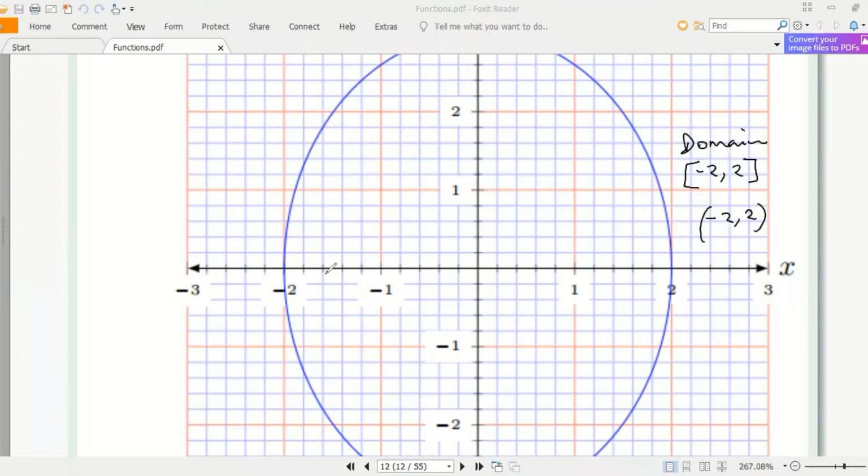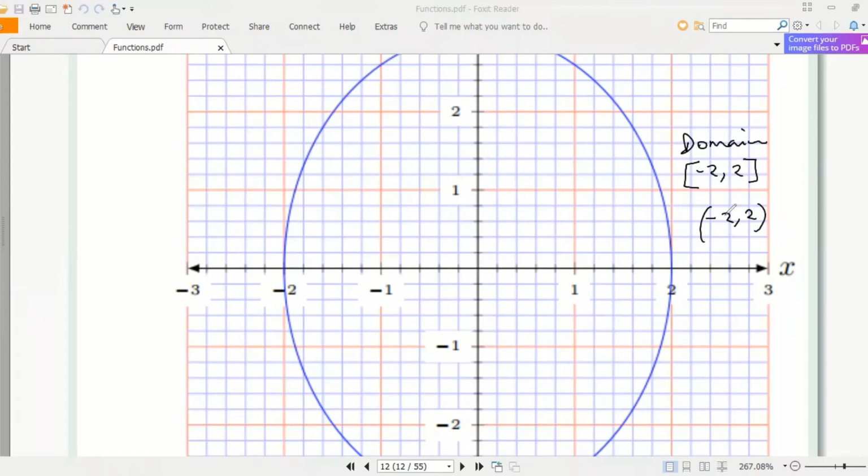But since -2 is included, and I can see it, that is a continuous graph, and this is also a continuous graph, I'll use the square bracket. And I think that point is very clear. So this is the domain, the set of the x values. So we have -1, -2, all these x values here. -1, 0, 1, 2. All these values are in the domain.